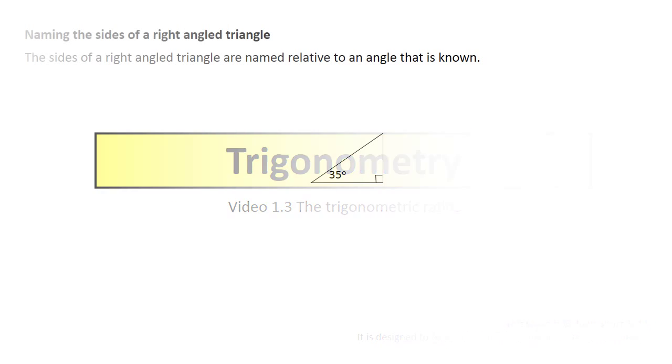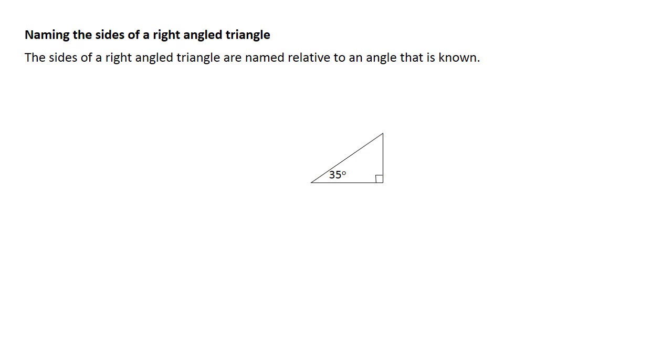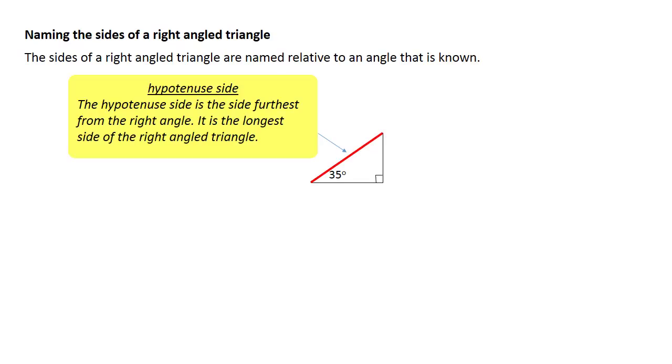In this video, we're using trigonometry to find out the unknown side of a triangle. The first thing that we need to know is to learn how to name the sides of a right-angled triangle. We already know the name of one of the sides, the hypotenuse side. The hypotenuse side is the side which is furthest from the right angle. It's the longest side of the right-angled triangle.